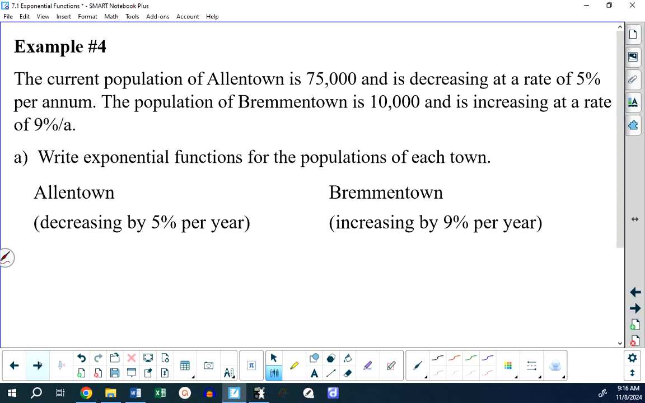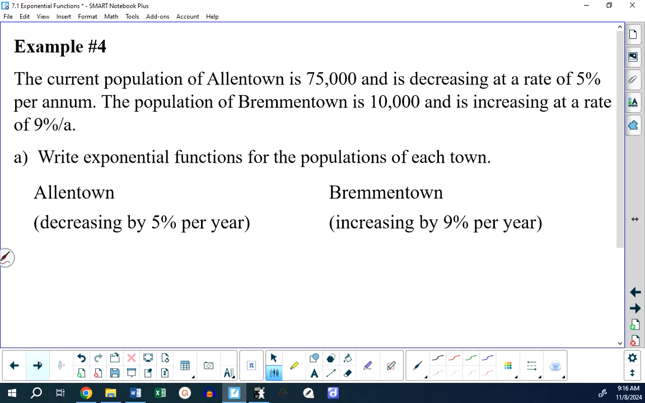The current population as of right now of Allentown is 75,000, and the population is decreasing by 5% per year. Per annum means per year. Annum is, I think, a Latin word, and it's where we get the English word annual from. And very often you see it written this way: Brementown has a population of 10,000 and is increasing at 9% per A. You need to know that's per year.